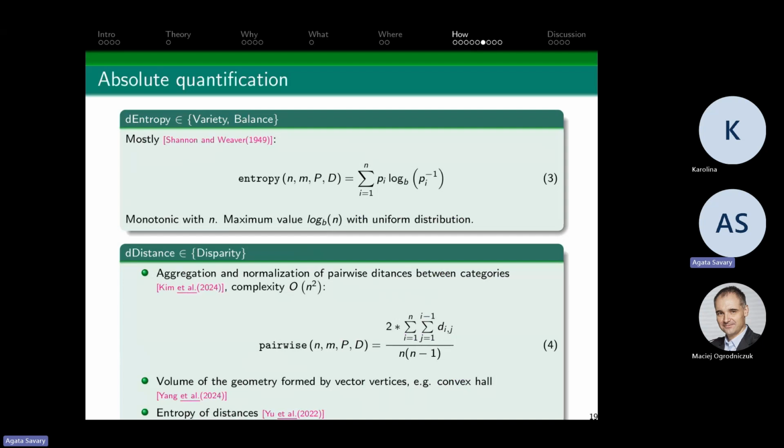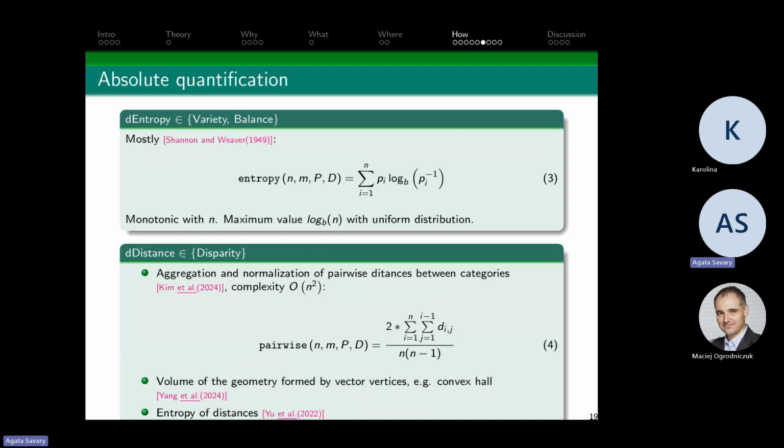Another family is a family of entropies, not very often used, although information theory should be very present in NLP, but it's not that present in the diversity aspect. Entropy is, as you might remember, a sum of these products: the probability of the i-th category multiplied by the log of this probability. And this encodes the surprise of encountering an element of the i-th category, right? So this is monotonic with n, the number of categories, and the maximum value is when the distribution is uniform, so every category has the same number of elements. That's why it can be classified as both variety and balance, okay?